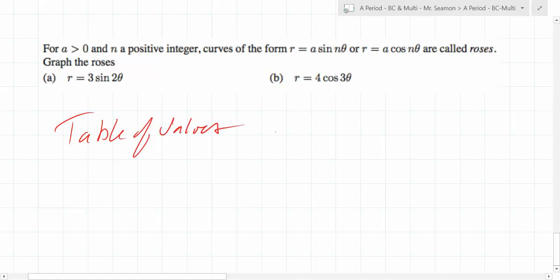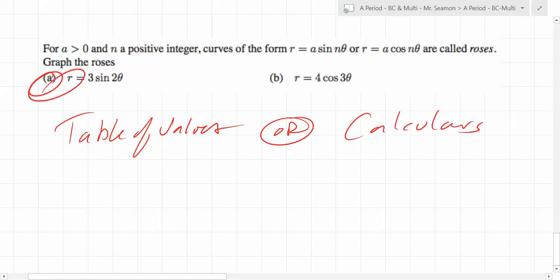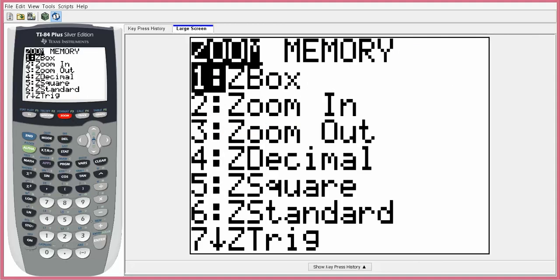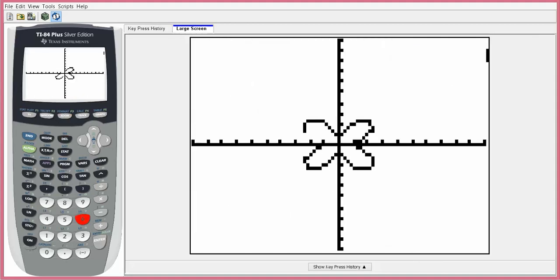What else could you do? Calculator. Take out your calculators and graph A for me right now. Record, and we do zoom 6. Is that pretty? It's kind of cool. It's petals. It's a flower. What's interesting about that is, do you see an infinite number of petals? No. As you get more and more theta values in there, it overlaps itself.